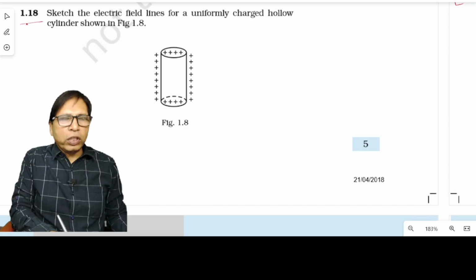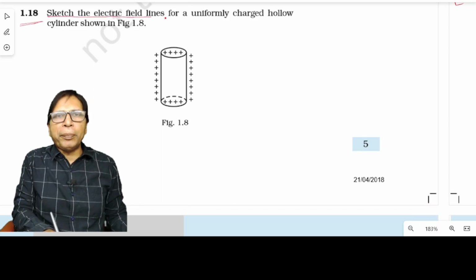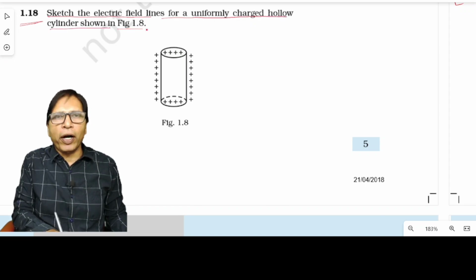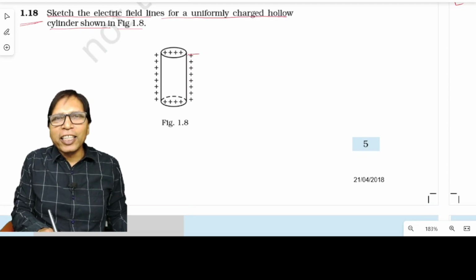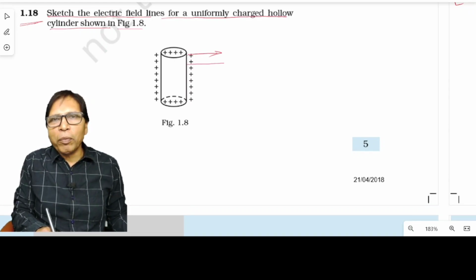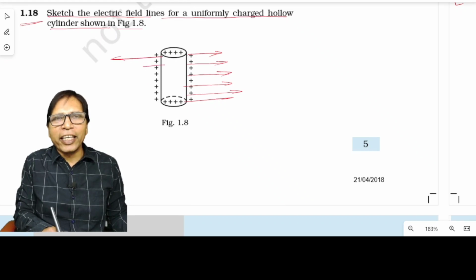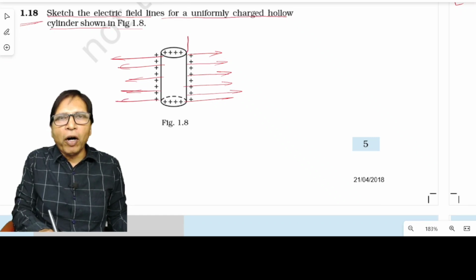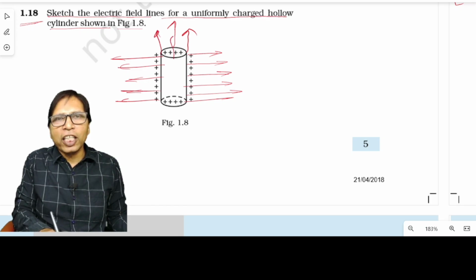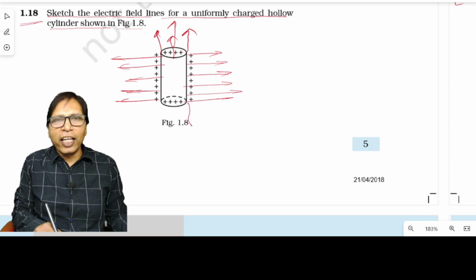Okay. Now question number 1.18. Sketch the electric field lines for a uniformly charged hollow cylinder shown in figure 1.8. Look at this, the electric field is directed away from the positive charge. This is the direction of electric field. In the boundary, the electric field is directed along this direction, and this direction.